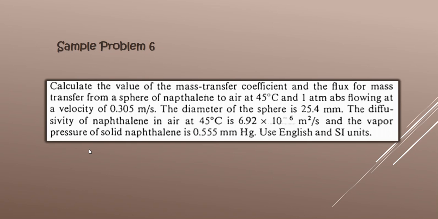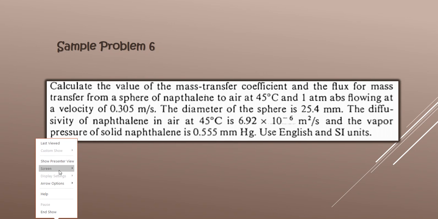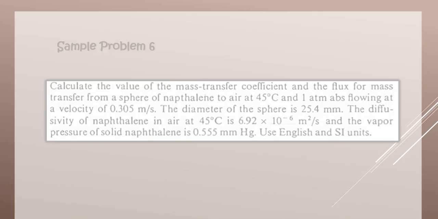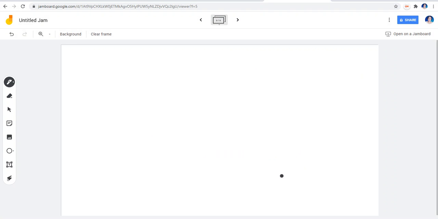So just for illustration purposes, I will limit the discussion of finding the two unknowns here to SI units. I leave to you the procedure on how to find these two using English units. So just like how we start with a particular problem, we need to go to our board and write the scenario that will illustrate the problem. So this is our second problem under convective mass transfer coefficients in various geometries.